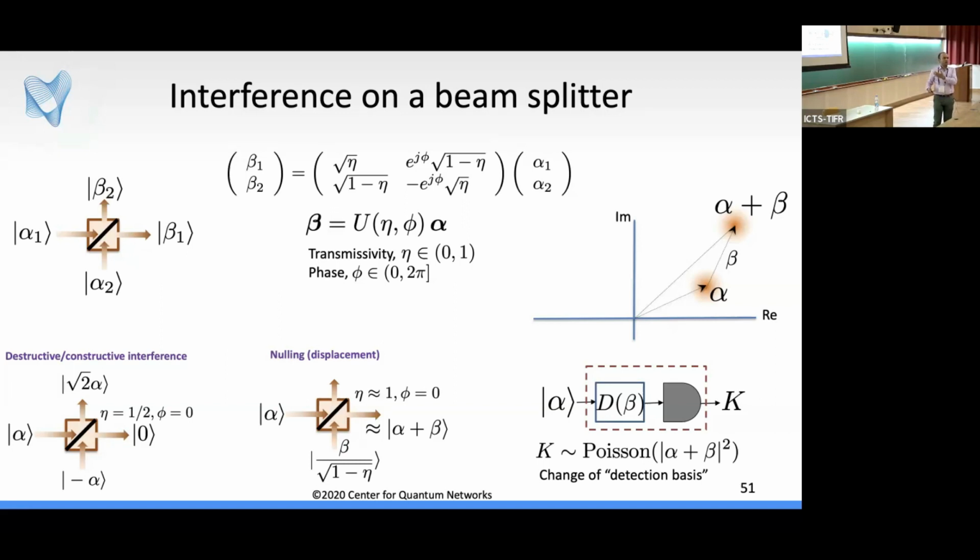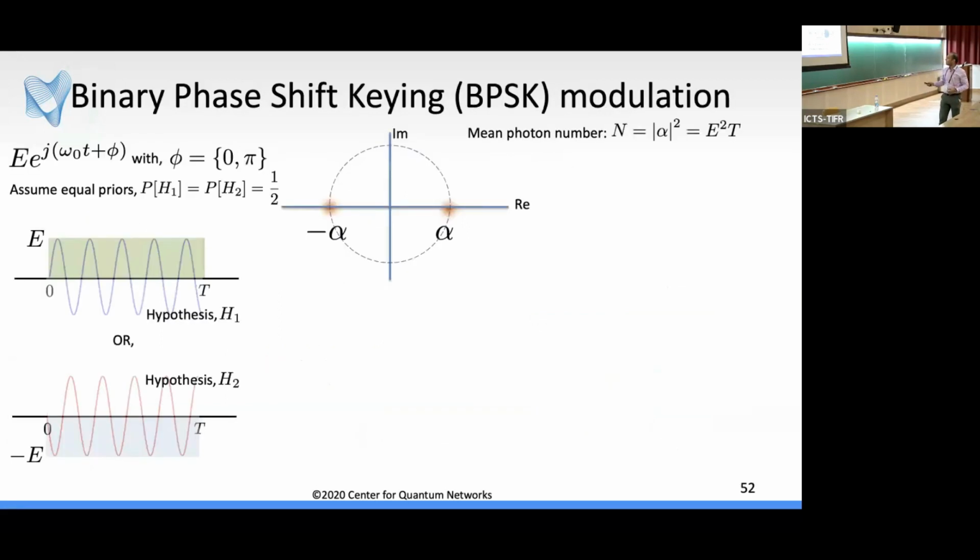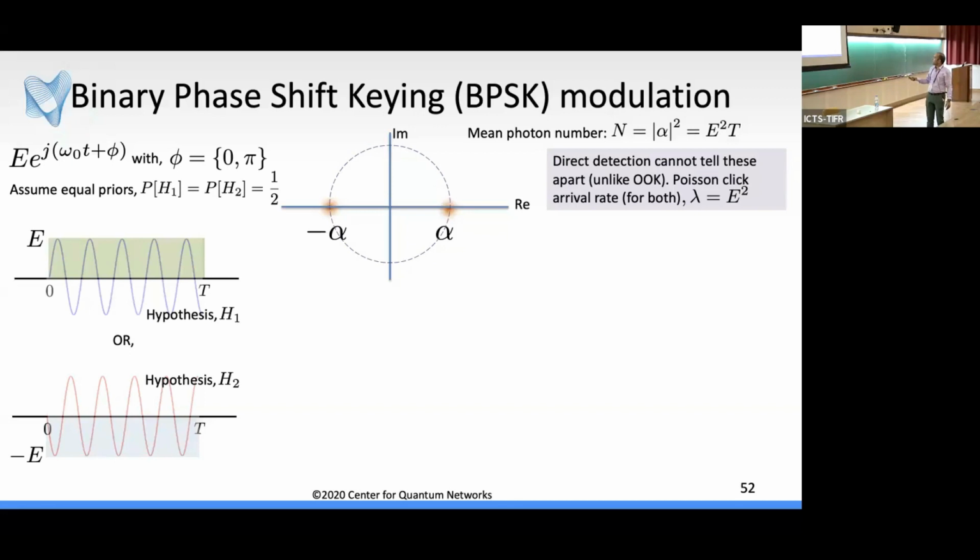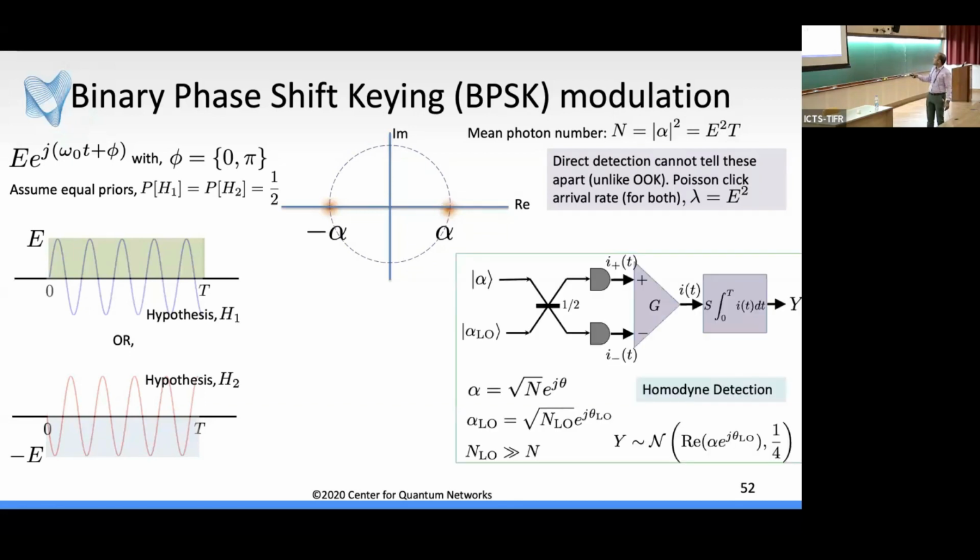Why will I care about such a thing? So let's look at some examples. The first example will be what in the communication theory people call binary phase shift keying. I have 2 coherent states, alpha and minus alpha. I want to tell them apart. If you do photon counting between these two, will you be able to tell apart these 2 options? No, because both of them will generate the same Poisson point process, the same rate. You will not be able to tell them apart. Okay, so this doesn't work. Photon click patterns have the same statistics.